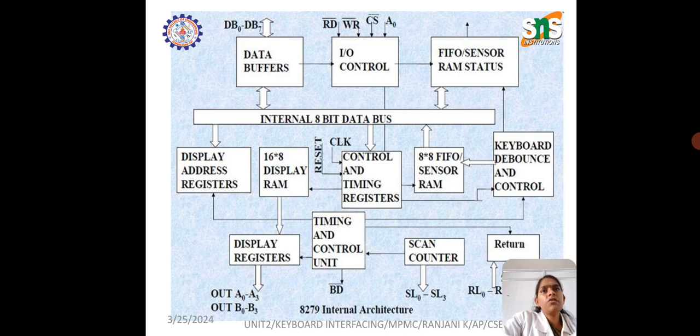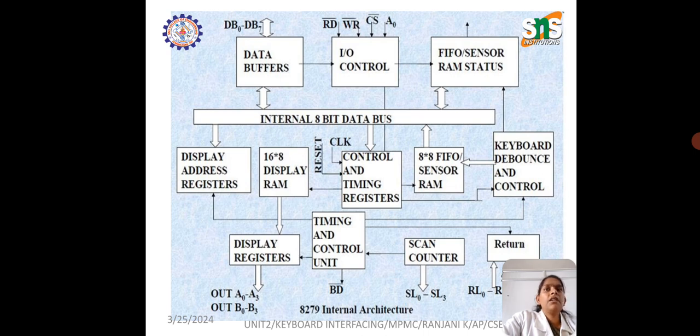The next block is the FIFO, sensor RAM and status logic. This unit acts as an 8-byte first-in first-out RAM, where the key code of every pressed key is entered into the RAM as per their sequence, and the status logic generates an interrupt request after each FIFO read operation until the FIFO gets empty.